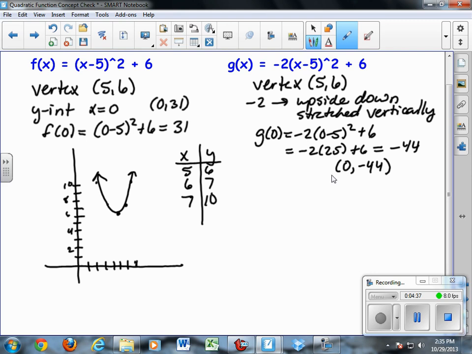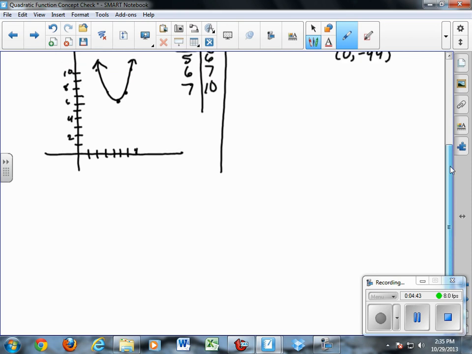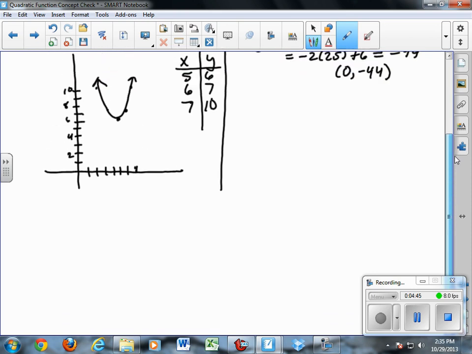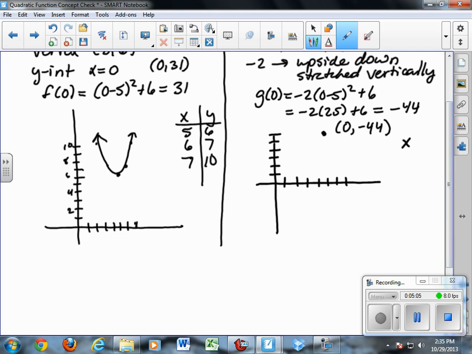Now, what happens if we have this one? We already know that the vertex is the same, and we already know that it's flipped upside down and it's stretched. So let's start with the point 5, 6. 1, 2, 3, 4, 5, 6. 1, 2, 3, 4, 5. Here's that point right here, and I probably should have moved it down a little bit. And if I put in 5, I get 6.